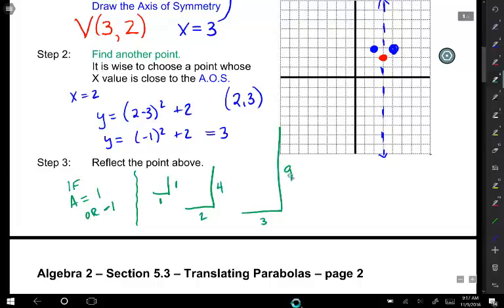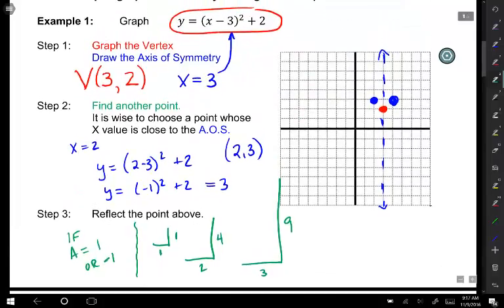Now let's just see. Is our A positive or negative 1? What's the number right up here? Isn't that a 1? So we can follow our pattern. Did we go over 1, up 1? Over 1, up 1? Yeah. So let's get our next point. Over 2, up how far?